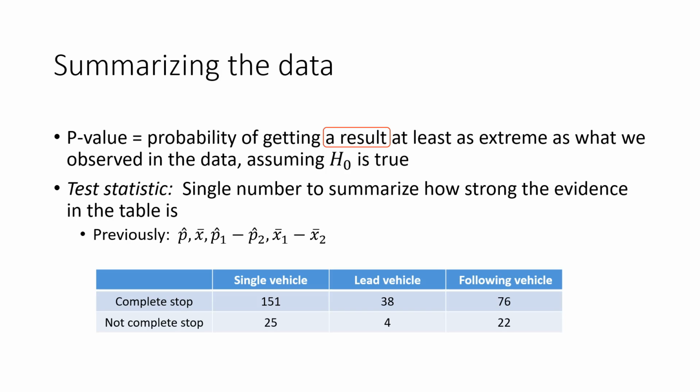Previously, we've used test statistics of p hat, x bar, or the difference of two sample proportions, or the difference of two sample means as our test statistic. But when we have a table with more than two columns, it's not as clear how we can summarize the information in the table into a single number.